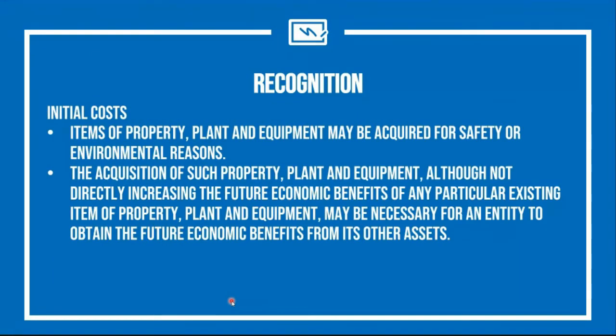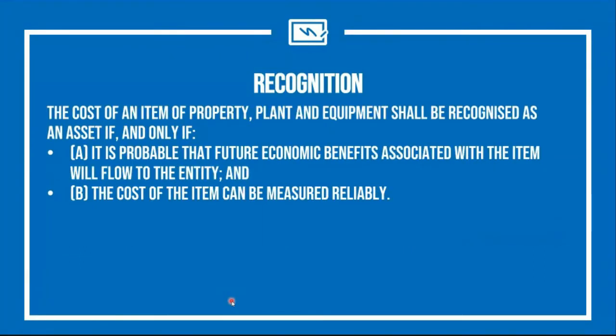In terms of initial cost, the standard also provides that items of property, plant, and equipment may be acquired for safety or environmental reasons, and the acquisition of such PPE, although it will not directly increase the future economic benefits of a particular PPE, is necessary for the entity to obtain future economic benefits. So meaning, the standard simply says that although there are certain items of property, plant, and equipment that will not directly result in an inflow, because if you look into this one, there is letter A there, meaning that the benefits will flow to the entity, correct?